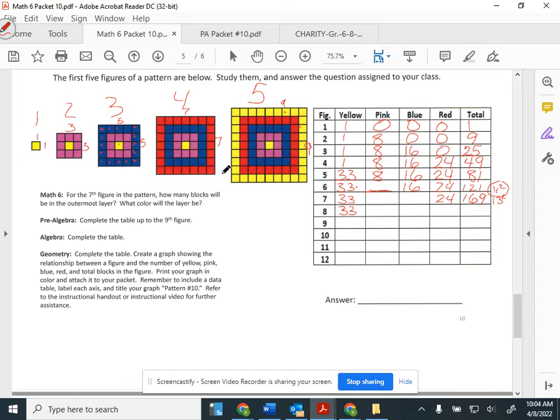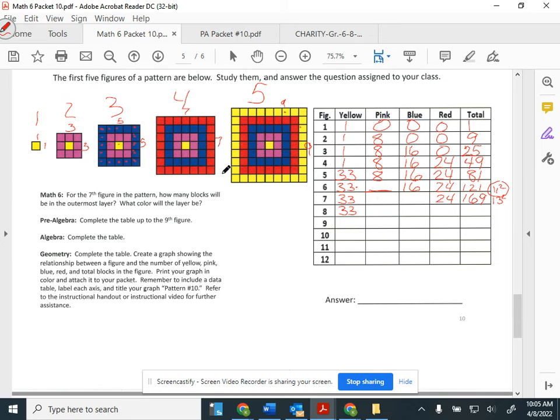If you know the total is 121, and we know how many red and how many blue and how many yellow, can you figure out how many pinks there would be? What math would we do? If you know the total amount, and you know 3 of the 4 numbers, how can you find that 4th number? You add all the numbers you know and then you subtract them from what?